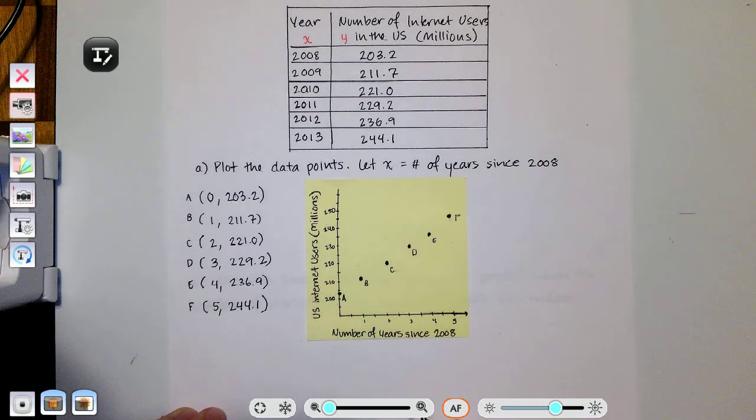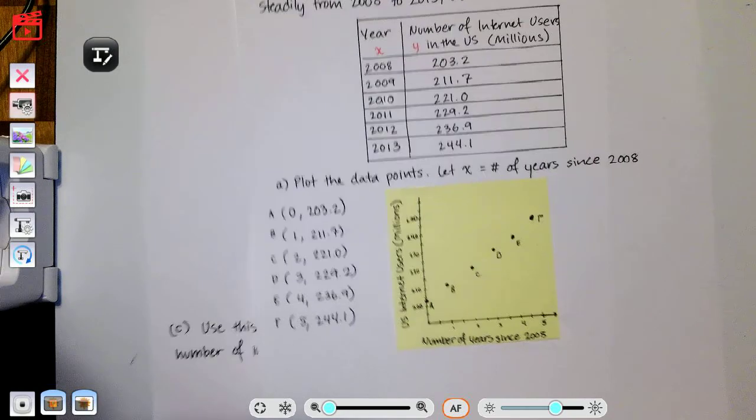Okay, so that was part A. We plotted the points. Let's see what part B is. Let me shuffle my papers here.